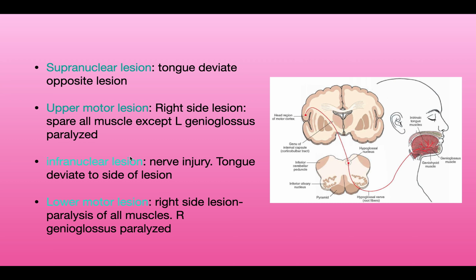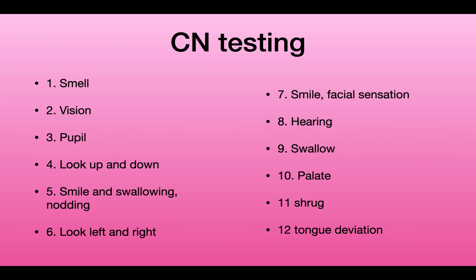In an infranuclear lesion, it's usually due to some nerve injury, and the tongue will deviate ipsilaterally to the lesion. With a lower motor neuron lesion, there's going to be paralysis of all of the muscles. So this is the most dangerous.